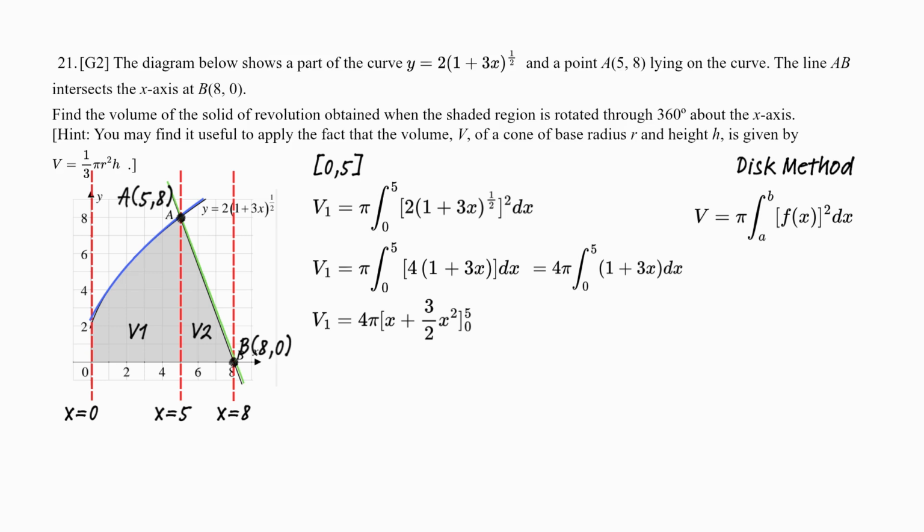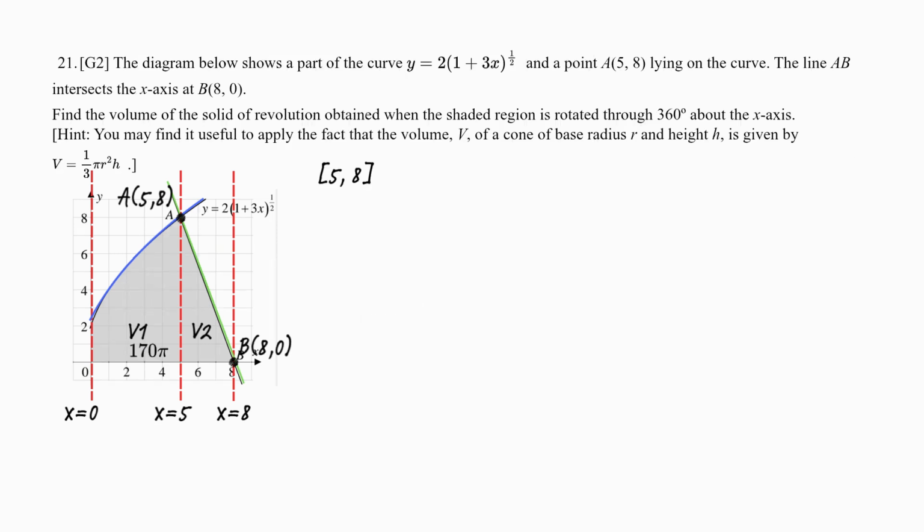In this case, let's concentrate on the upper limit. Our upper limit is 5, so when x equals 5, we get 4 pi times the quantity 5 plus 3 times 5 squared over 2. This is equal to 170 pi.